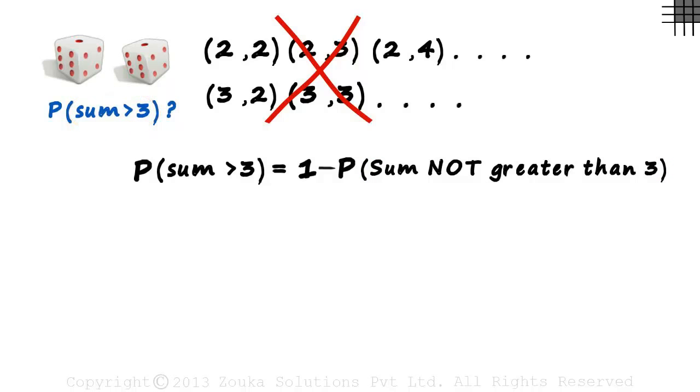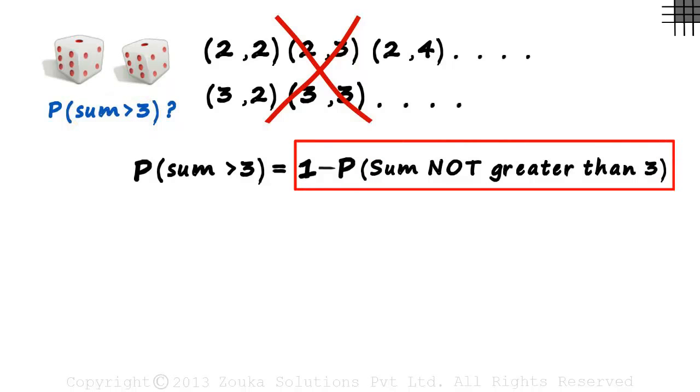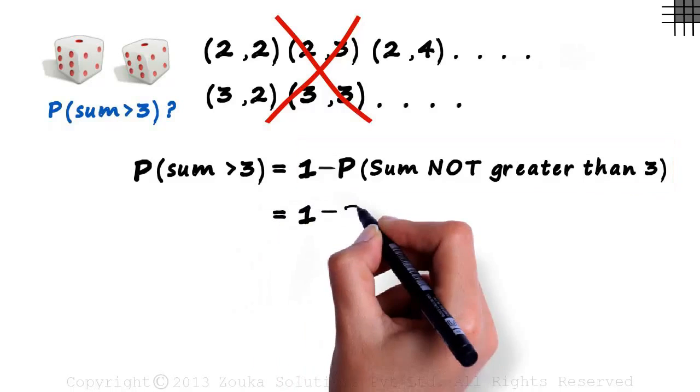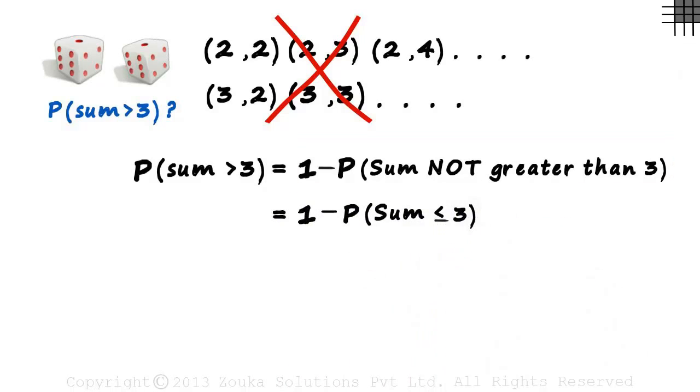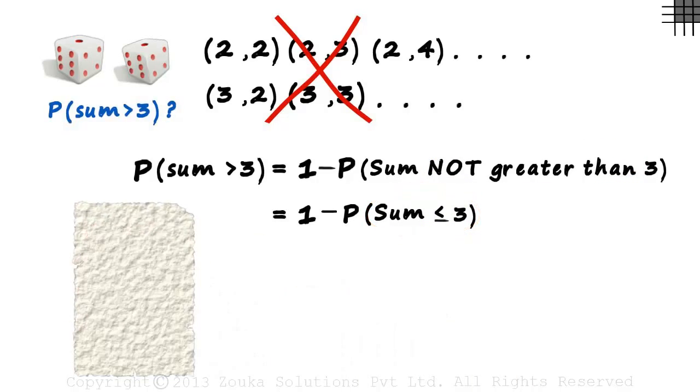which is exactly what we want. Now this can also be written as 1 minus the probability of getting a sum less than or equal to 3. Not greater than also means less than or equal to. Now think of the possibilities where the sum is less than or equal to 3. There are only 3 such cases.